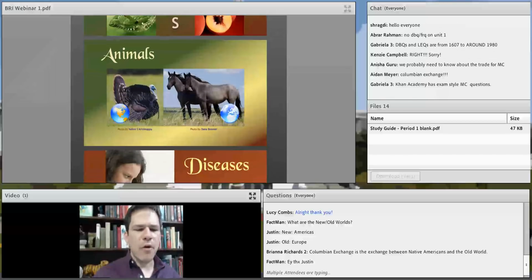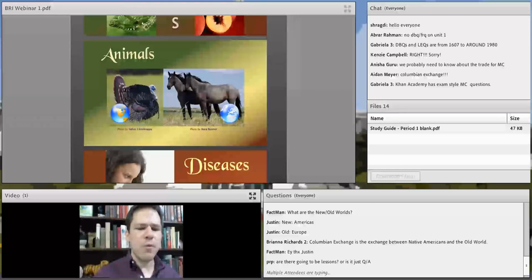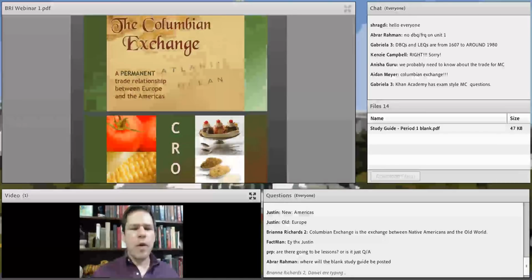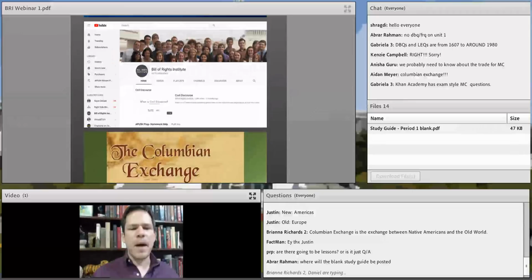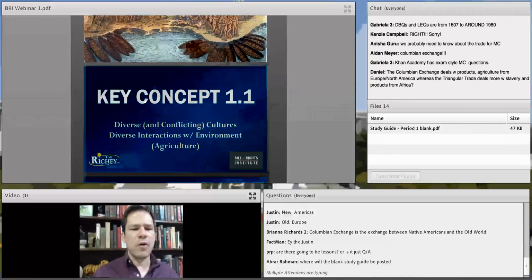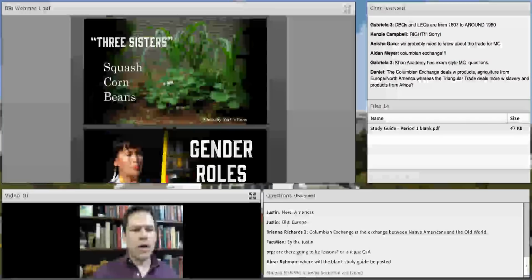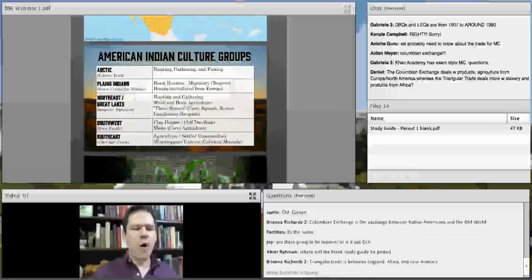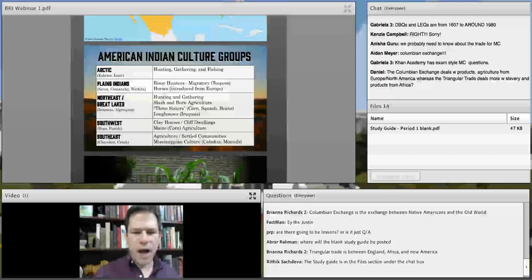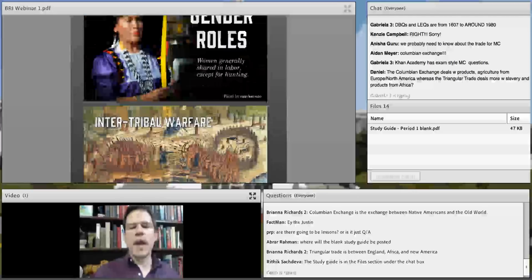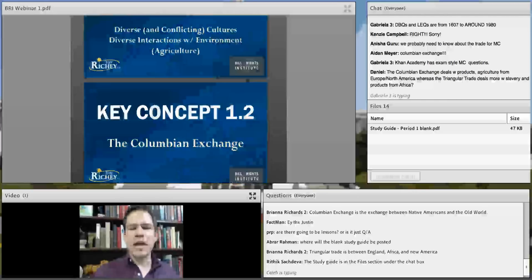Then animals. Now you look at horses. One thing we want to note about horses is how they influence the lifestyles of the Plains Indians. If we look at our organizer here, the Plains Indians hunted buffalo on horseback, okay? So they were bison hunters. And because of the Columbian exchange, we're seeing an adaptation of the Indian lifestyle.